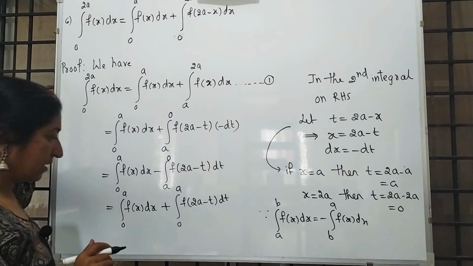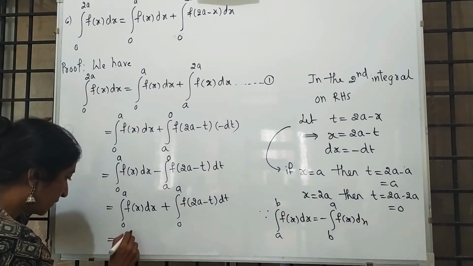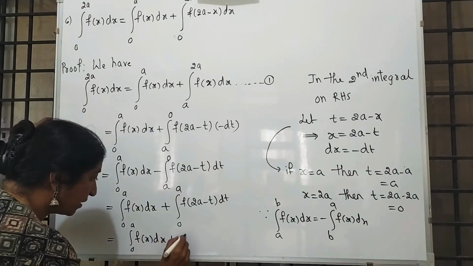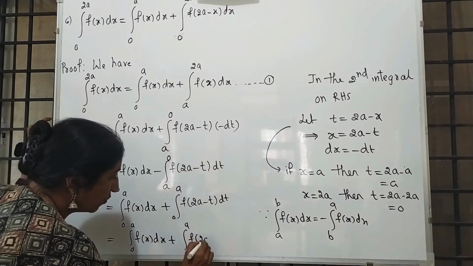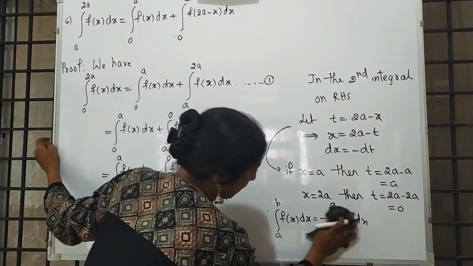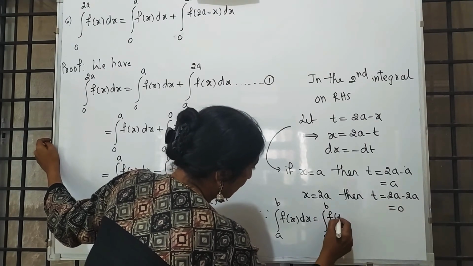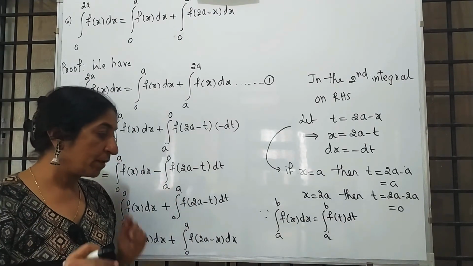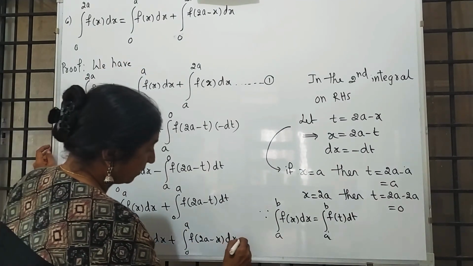First I applied that. In the next, I am changing the variable. 0 to a f of x dx plus 0 to a f of 2a minus x into dx. I don't have a place, I will rub this. What is the property then? It is a to b f of t dt, the first property. Don't write the property number, write the property itself. Because of this property we are writing, and that is the required answer.